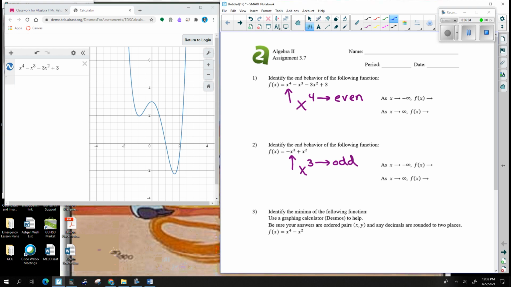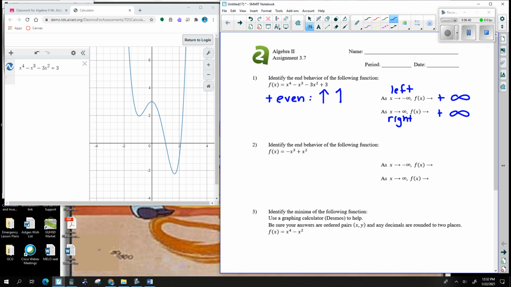Now, what that means is this. When x goes to negative infinity as part of your answer, that is in essence describing that it's going left. As x goes to positive infinity, that's another way of saying it's going right. So what is the left-hand side doing? Oh, that's going up. And so up is another word for positive infinity. The right-hand side is also going up, so that also would go to positive infinity. If it's going down, it would be negative infinity. So what I see about this first problem is this is a positive even. That means it's an up, up.